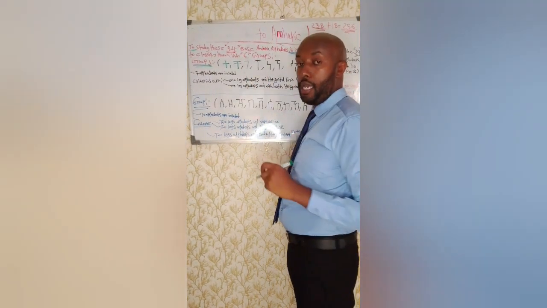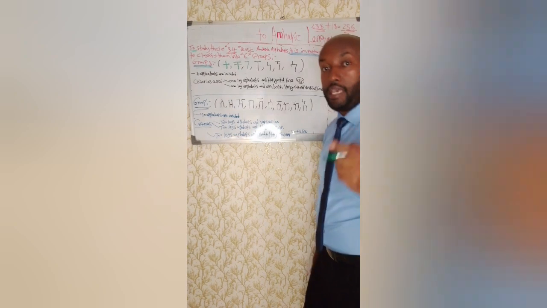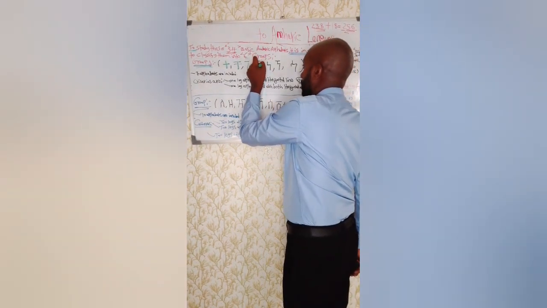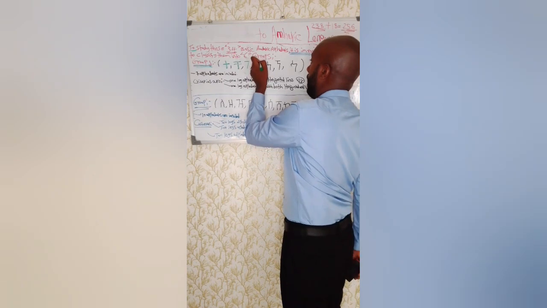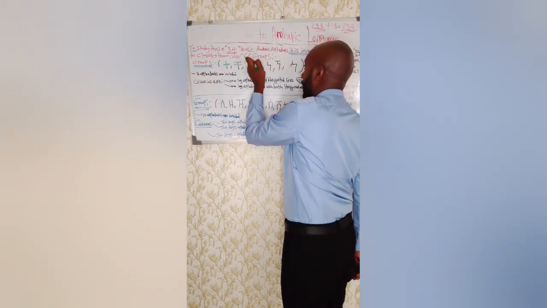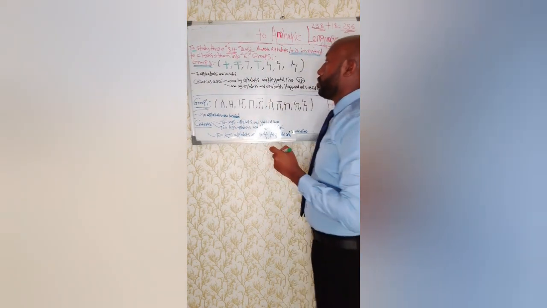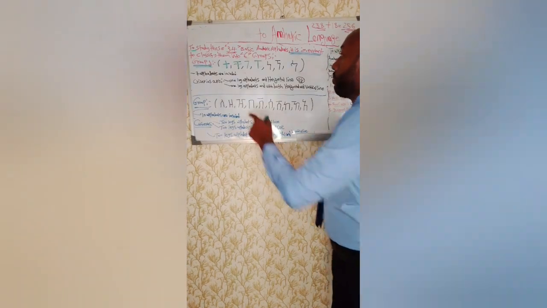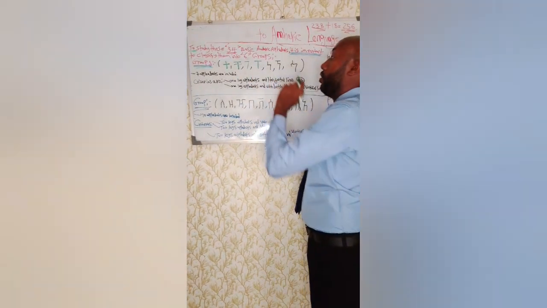This alphabet is called P, P-E, P, okay? It has one leg and a horizontal line on its head. So the basic alphabet called P is included under group 1.